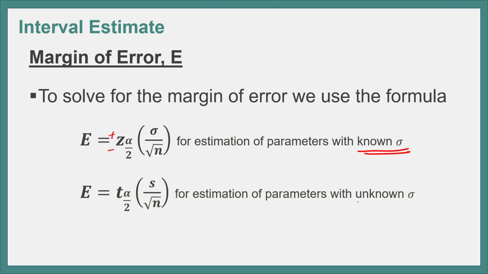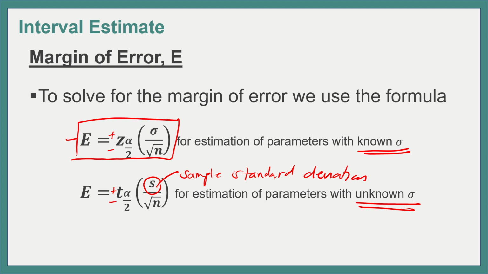And if our population standard deviation is unknown, we use the equation margin of error is equal to positive or negative t sub alpha over 2, the critical value of t, times the quantity s divided by the square root of n, where s is our sample standard deviation. This equation is used when the test statistic to be used is the z-test, while this other equation is used when our test statistic is the t-test.